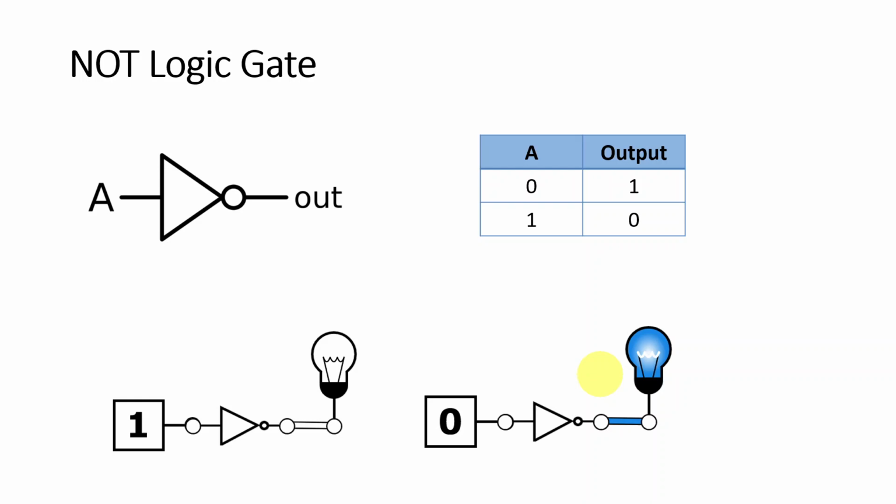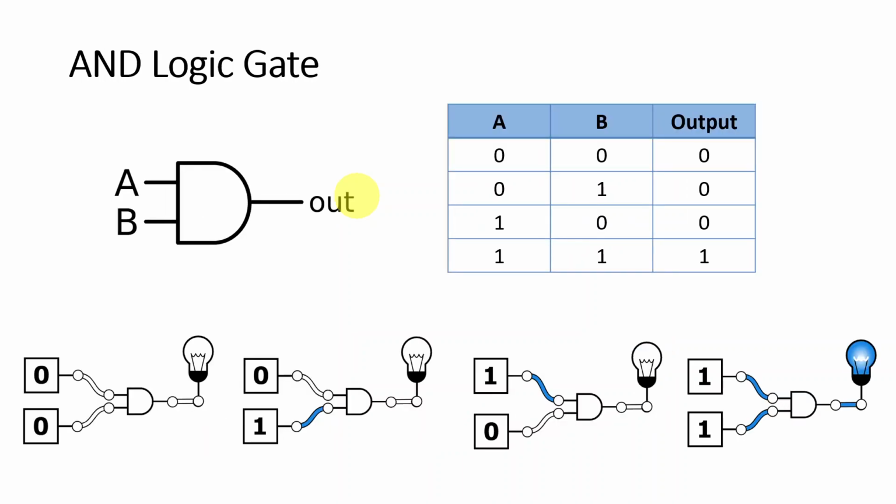The first one is the NOT logic gate. In the NOT logic gate, when you have electricity as the input, the output will not have electricity. So we say that when the input is 1, the output is 0. And when you do not have electricity as the input, you get electricity as the output. So it basically negates the value. True becomes false and false becomes true, or 1 becomes 0 and 0 becomes 1. So that is what is known as the NOT logic gate.